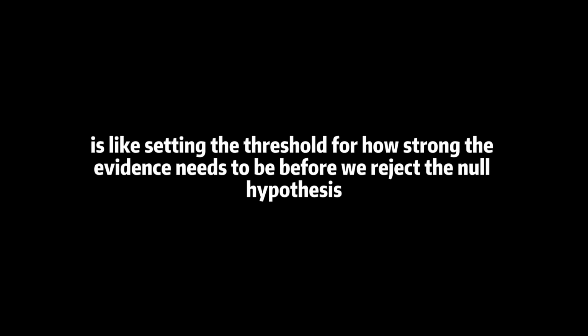Quick reminder, what do those represent again? Sure. Significance level, often called alpha, is like setting the threshold for how strong the evidence needs to be before we reject that null hypothesis. It's the probability of making that type I error, concluding there's an effect when there really isn't. So it's about how convincing the evidence needs to be before we say, okay, this is a real thing.